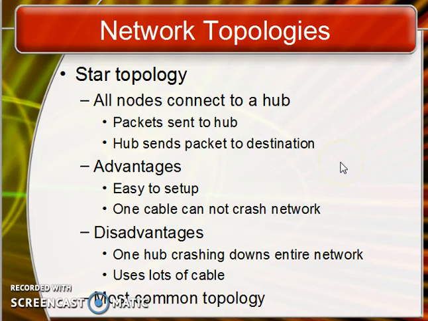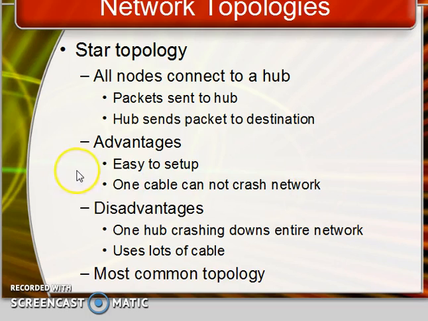This is the second topology, known as star topology. All nodes connect to a hub, and the packets are sent to the hub by any of the systems, and the hub then sends those packets to the destination. That means there is a centralized hub which works on behalf of the other nodes. The advantages are the same as bus: easy to set up, and one cable cannot crash the network. This was a disadvantage observed in bus topology, that when a cable crashes, the whole system crashes.